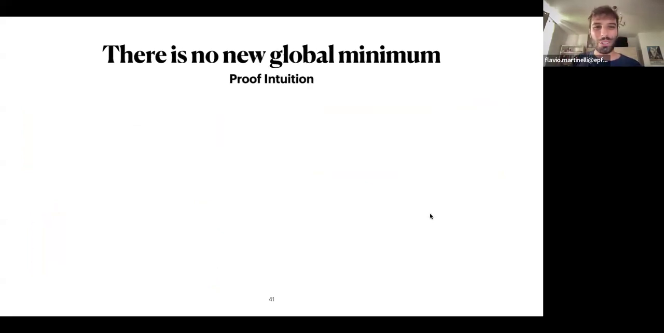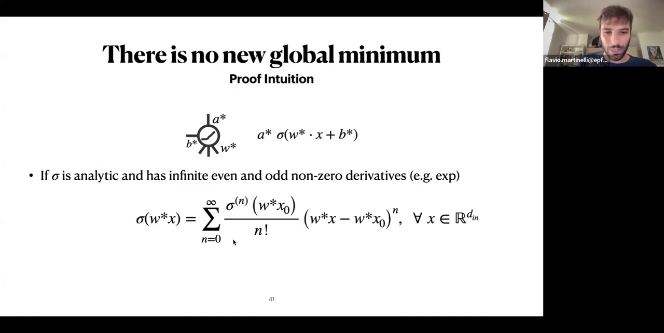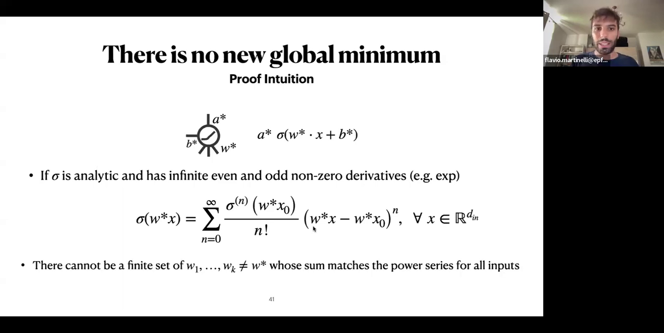So I mentioned that actually these are the only neuron types, but I didn't tell you why. There is a proof. It's called the no new global minimum proof. But well, I'll just try to give you a little bit of an intuition. If sigma is analytic and has infinite even and odd non-zero derivatives, so a very specific condition, you can show that you can expand the contribution of a single neuron in a power expansion. Intuitively, as long as this power expansion has infinite coefficients, you will not be able to find a finite amount of student neurons with different input weight vectors that can match exactly this function for all inputs. So this is intuitively what's going on, but there is a proof that you can check.